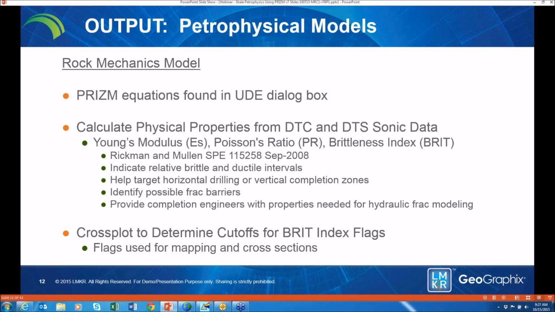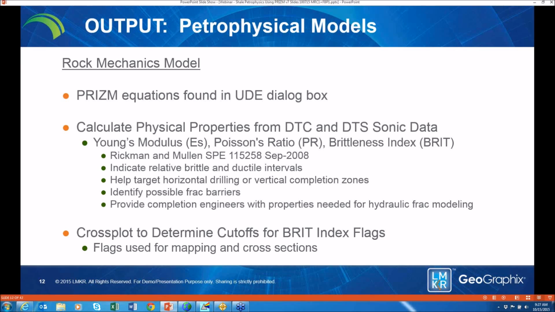The last petrophysical model will be the rock mechanics model. Equations can be found in PRIZM's user-defined equations dialog box. Young's modulus, Poisson's ratio, and brittleness index will be calculated from compressional and shear wave sonic data. The Rickman and Mullen SPE September 2008 paper describes the calculations in detail.